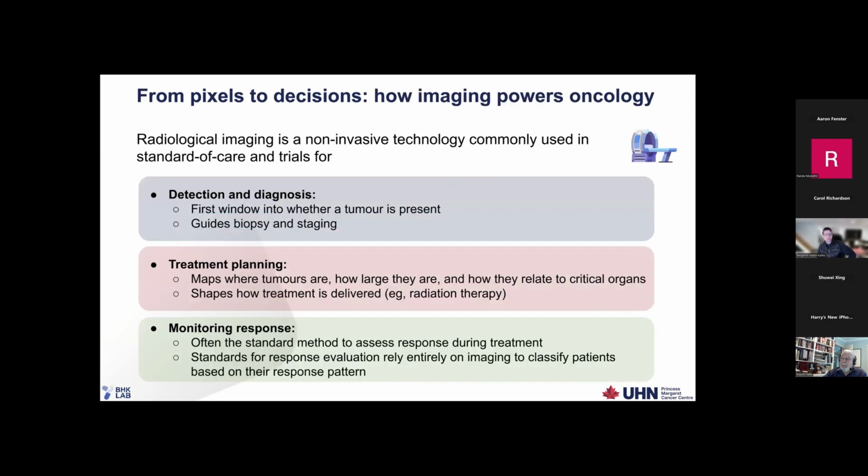And so radiology images have been used for detection and diagnosis for quite a while. They've also been used for treatment planning for radiation therapy, and very importantly as well, monitoring response in clinical trials. So measuring the tumor size is the way we assess whether a drug is actually beneficial for the patient or not.